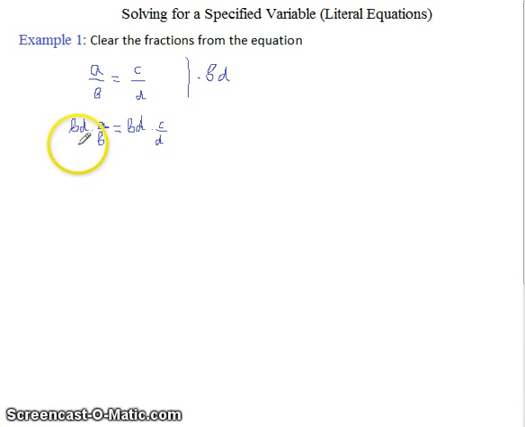Now we can simplify. We see the same factors from the numerator and denominator. B over B is 1, and also D over D is 1. So the left side becomes AD, and the right side is BC. What happens? We clear the equation from the fractions.